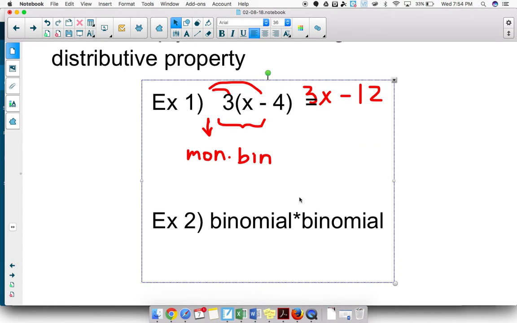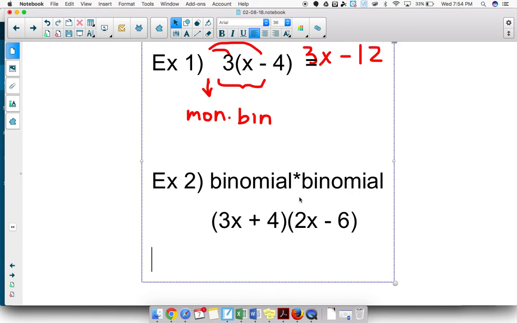So down below, with the binomials that are multiplied, you want to put them in parentheses if they're not already that way. So we're going to take 3x plus 4 and multiply it by 2x minus 6. So how do we do that? Well, it's actually not as hard as it looks.